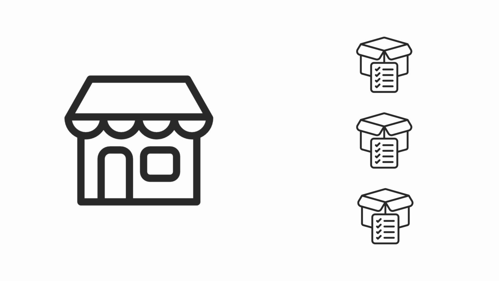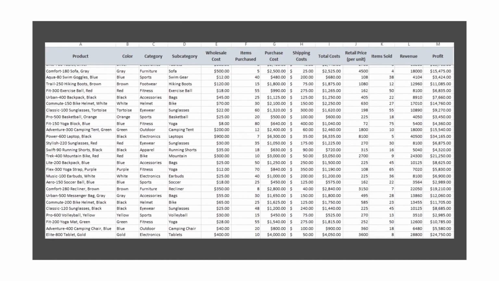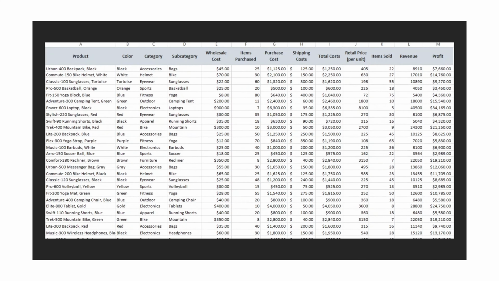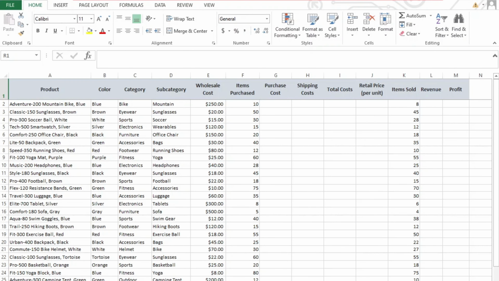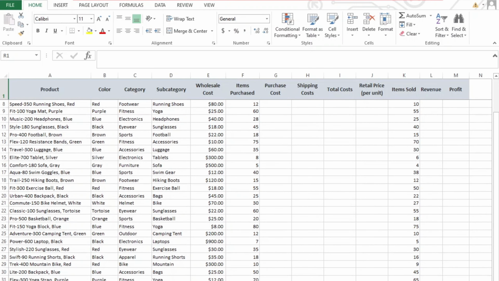Imagine we are managing a small online store selling diverse products. We are about to embark on a journey to understand how to calculate crucial financial aspects from a simple but comprehensive dataset containing information about products. The table provides crucial information to analyze the performance and profitability of products.